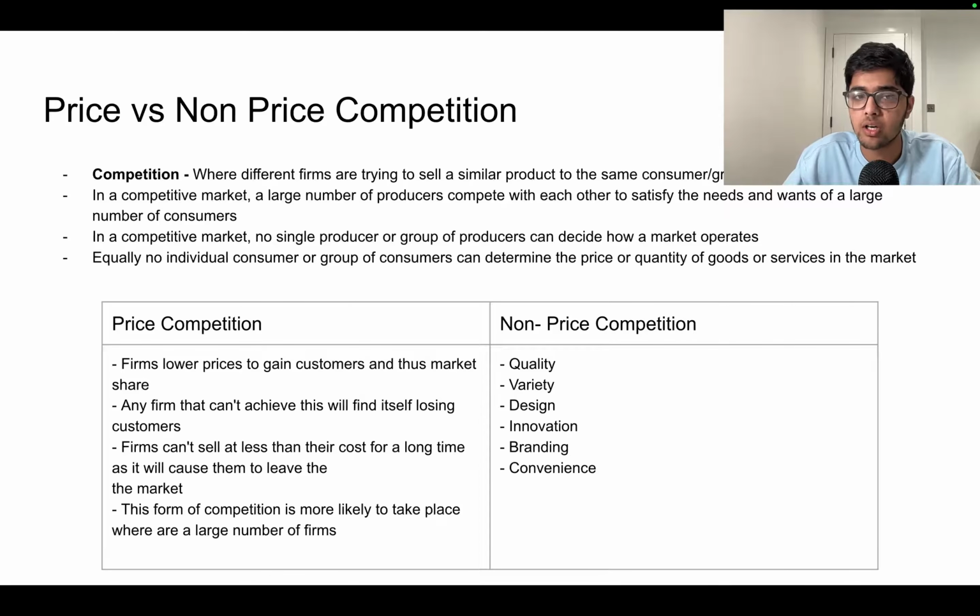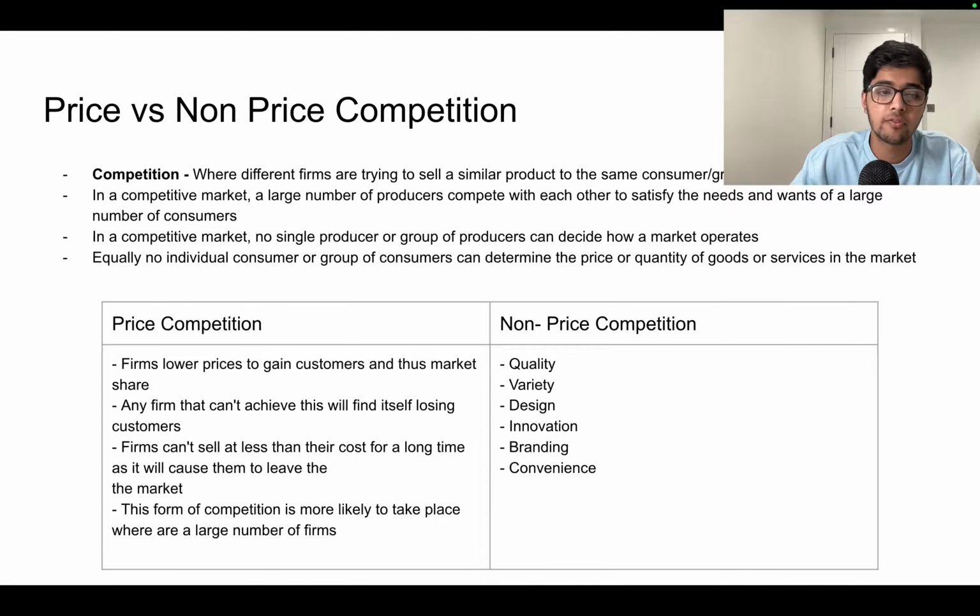In a competitive market, no single producer or group of producers can decide how a market operates. Equally, no individual consumer or group of consumers can determine the price or quantity of goods or services in the market. There are two different types of competition: price competition and non-price competition.